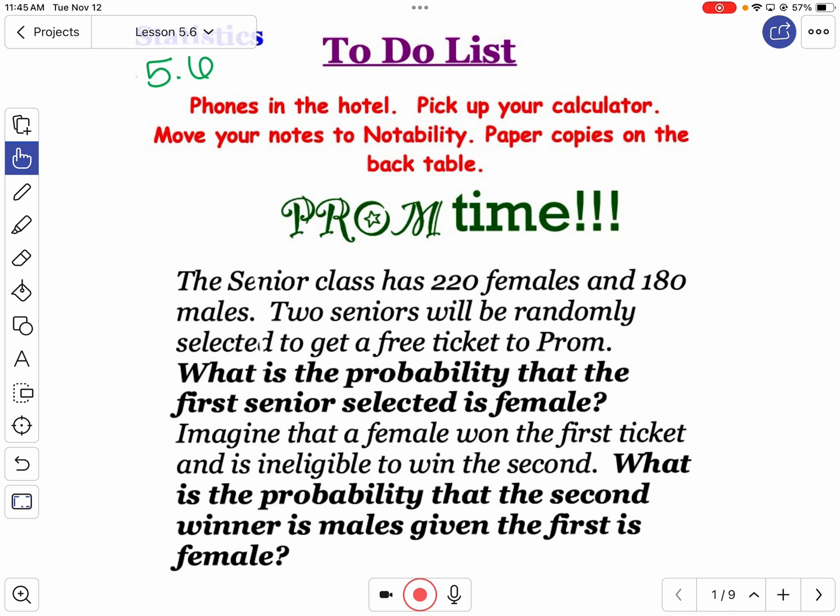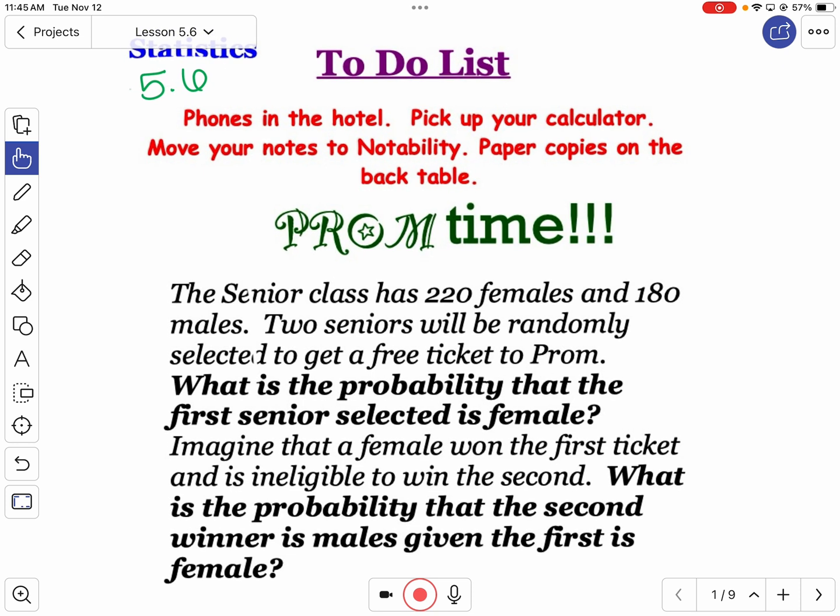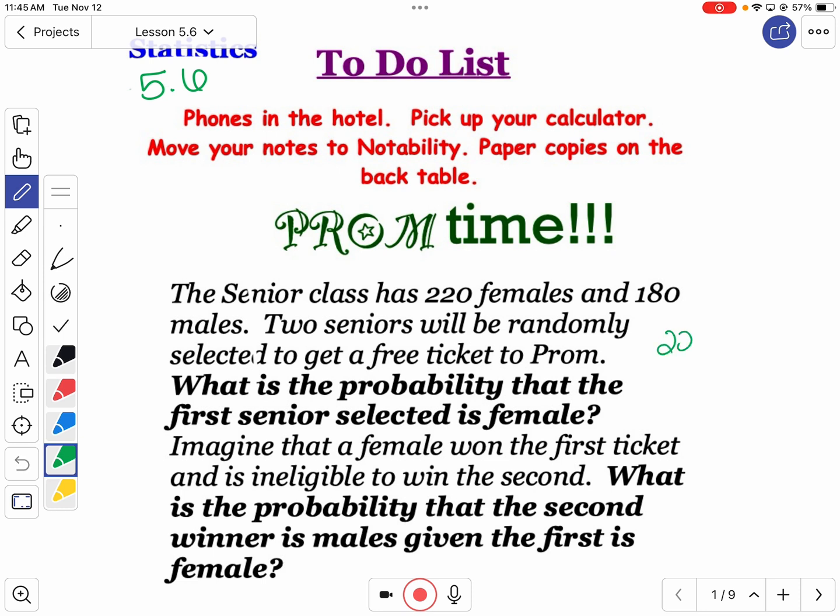What's the probability that the first senior we would select is going to be a female? Okay, so let's just think about that. How many females do we have? 220. How many total students do I have? If I add those together, I'd have 400 total students. So 220 divided by 400 gives me 0.55. So a 55% chance. That's not terrible. A little better than half.